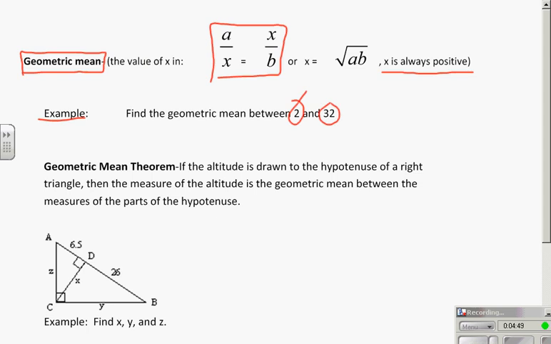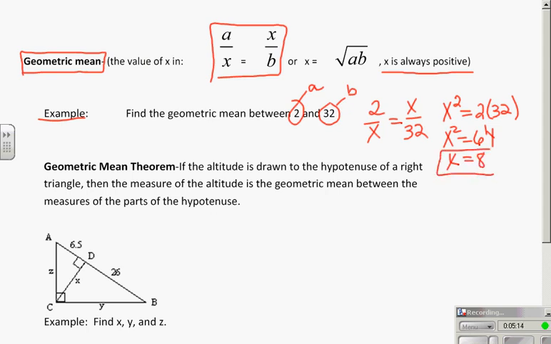Find the geometric mean between 2 and 32. 2 and 32, the numbers are always your A and your B, and so you're going to have 2 over X, which is equal to X over 32. Just remember they're opposite each other. When you cross multiply, you end up with x squared is equal to 2 times 32. X squared is 64, and x is 8, because I only have to think about the positive.